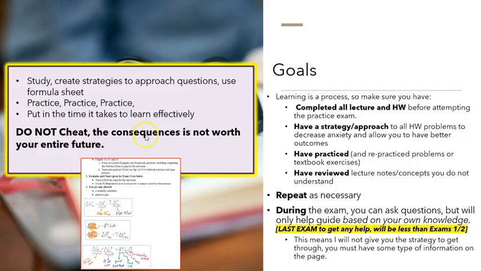And of course, do not cheat. The consequence is not worth your entire future. If you do cheat, of course, you go to judicial affairs and you will be blacklisted for up to 10 years in the community college system. You don't want all that.